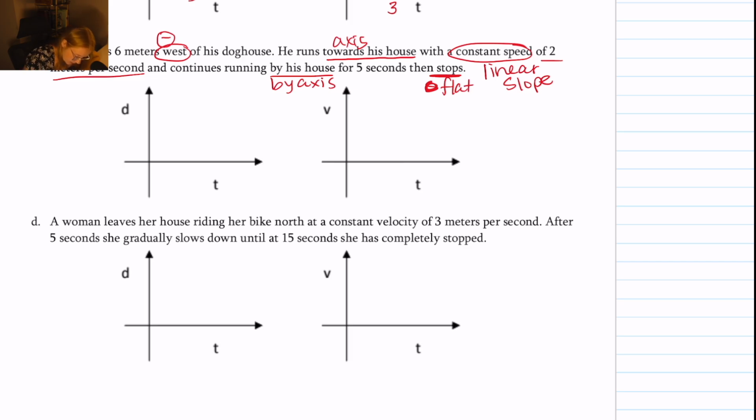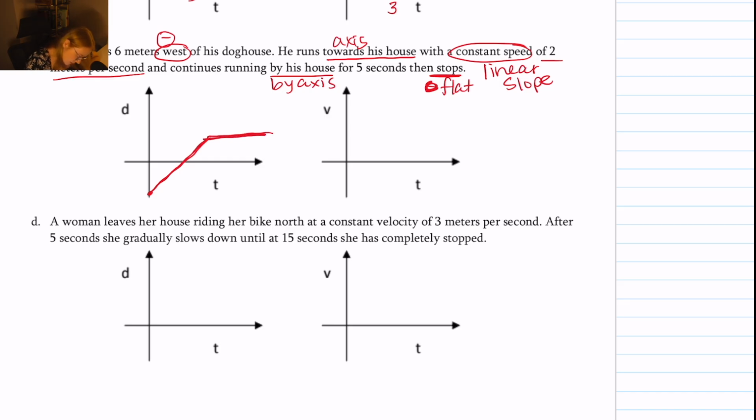Okay, so let's kind of draw that. So 6 meters west, so we're down here at the start. So we're going to start right here. Then he runs towards his house with a constant speed, but he continues running by his house for 5 seconds, and then he stops. Okay. So again, we're not putting numbers down. We're kind of getting the general shape.